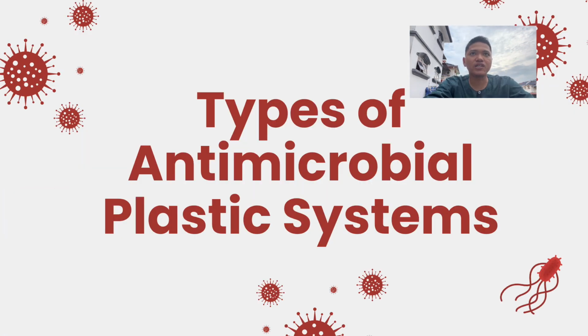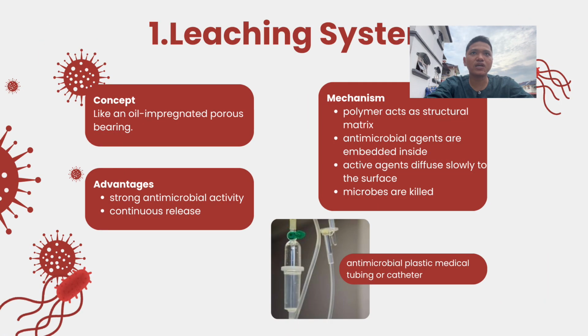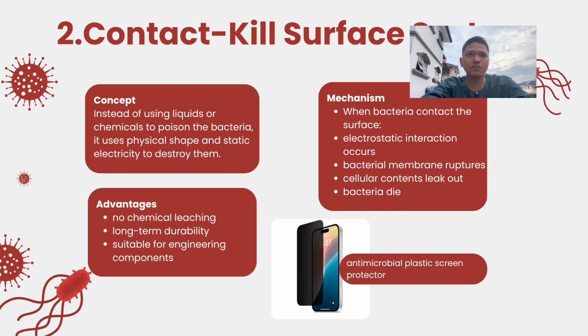Antimicrobial plastic has several types. The first type is the leaching system. In the leaching system, antimicrobial agents are stored inside the plastic, like we put antibiotic inside a sponge, but in this case it is plastic. So over time, the agent slowly moves to the surface and kills the bacteria that attach to the surface of the plastic. The second type is the contact kill system.